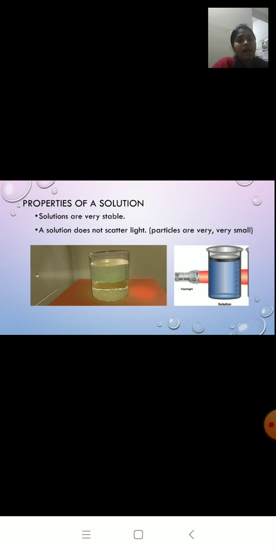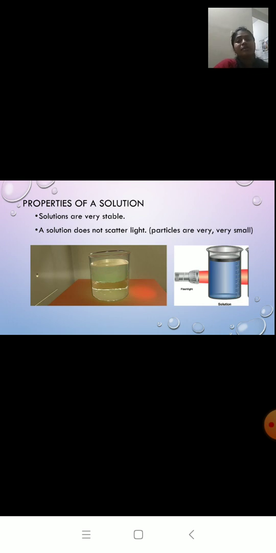I hope you have understood properties of solution. So let's take a quick recap. The first property, it is a homogeneous mixture. The size of solute particles is very small. It is so small that we cannot see it even with the help of a microscope. Then the solute particles cannot be separated by filtration.